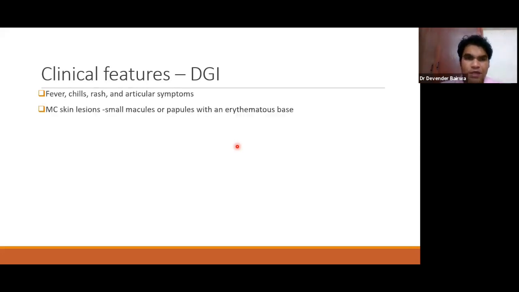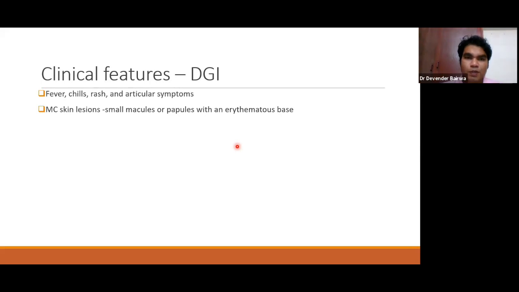So if we see this disseminated gonococcal infection, generally in this case there is not a true infection of the joint. There will be just bacteremia, and there will be a reactionary infiltrate in your synovial fluid. So generally, these patients of disseminated gonococcal infection present with fever, chills, rash, and articular symptoms, and they will have skin lesions in 70 to 75% of patients.